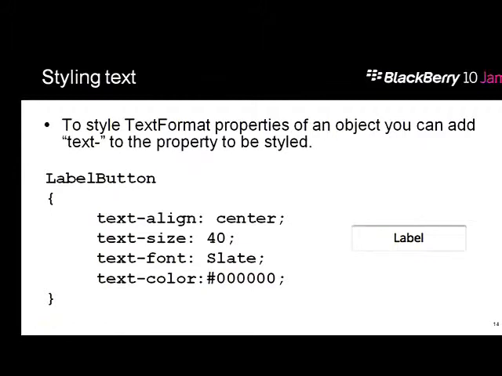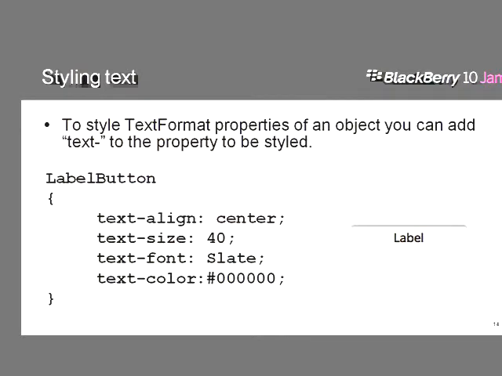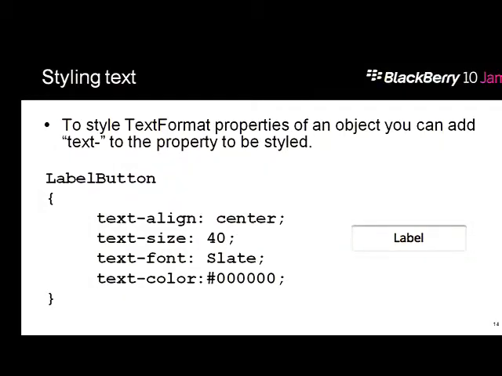So some more things you can do with this is you can style text. A lot of the components have text in them, so things like this label button here. And they take a text format object or instance. So what you can do is specify all the properties in the text format object by prefixing it with a text dash prefixed on it. So you can see here I've got my label button CSS selector there, and then I've specified text align, text size, text font, and then text color. And so that align, size, font, color are just properties on text format. And so this will automatically format the text inside of my label button.